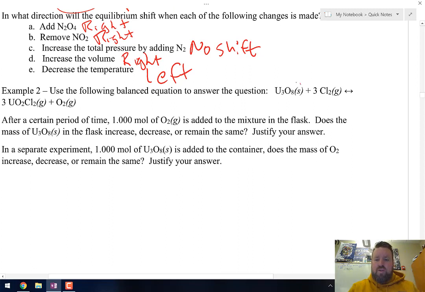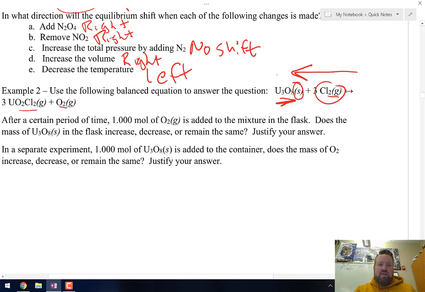Okay, use the following balanced equation to answer this question. So U3O8, which is a solid, reacts with Cl2 gas. So we know in an equilibrium system, if you add some solid, it's not part of the equilibrium system, or you remove some solid, it's not going to cause a shift to occur. However, if a shift does occur, then, for example, if this reaction shifts to the left, the amount of U3O8 is going to go up. So let me clarify that here. If the amount of a solid changes, it does not cause a shift to occur.